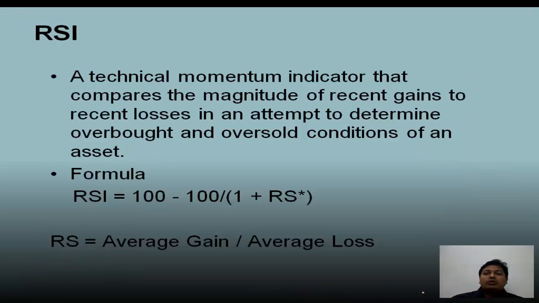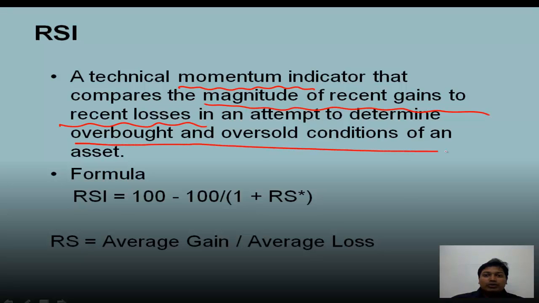So let's look at how the RSI is built. It is a technical momentum indicator that compares the magnitude of recent gains to recent losses in an attempt to determine overbought and oversold conditions. What we are basically trying to do is find out the magnitude of recent gains to recent losses, which basically means we are determining the momentum in the price of the stock. We are looking at overbought and oversold situations, and hence this indicator is also called OBOS. OBOS stands for overbought oversold indicator.